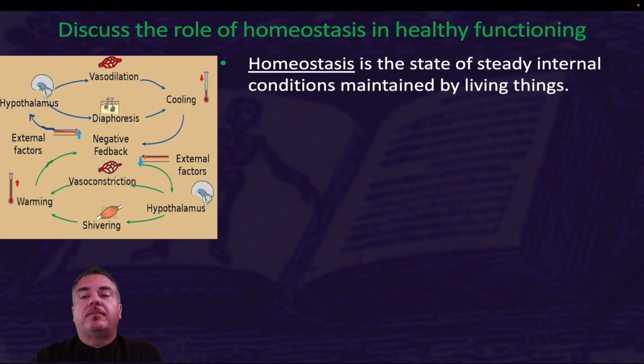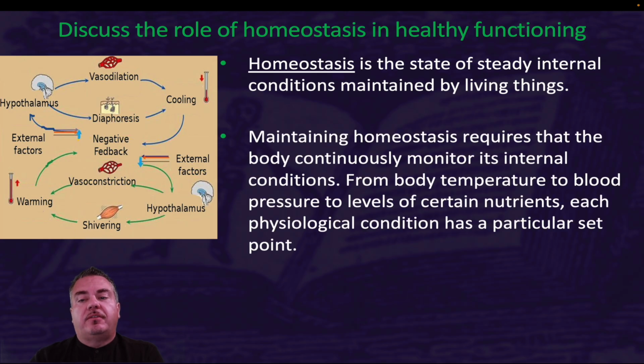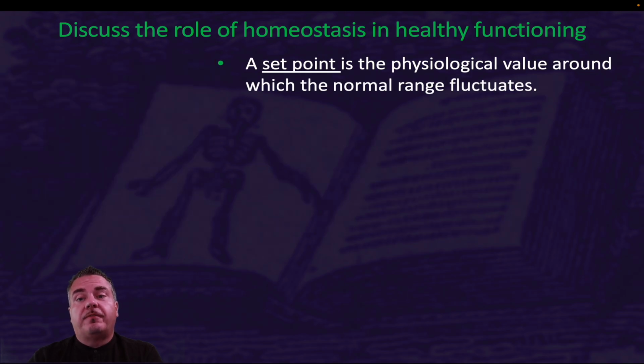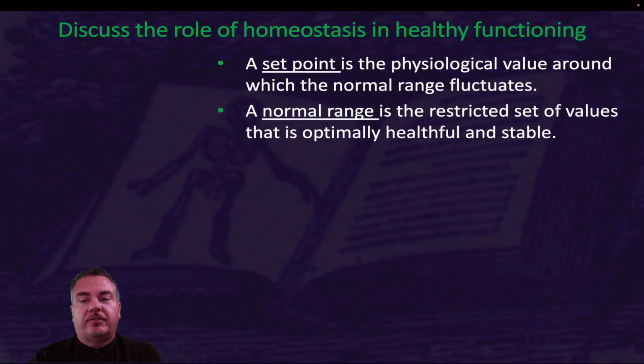Homeostasis is the state of steady internal conditions maintained by living things. Maintaining homeostasis requires that the body continuously monitor its internal conditions. From body temperature to blood pressure to levels of certain nutrients, each physiological condition has a particular set point. So a set point is a physiological value around which the normal range fluctuates. A normal range is a restricted set of values that is optimally healthful and stable.